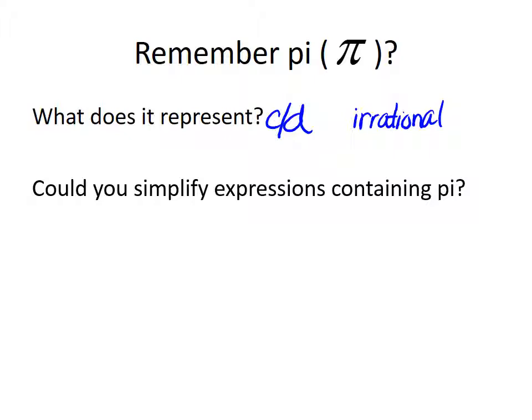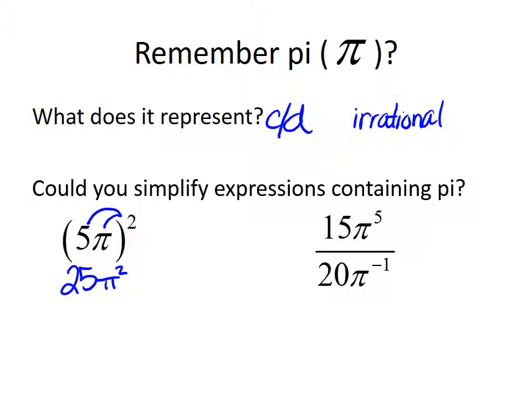It's almost as if we treat it like a variable for the time being. For example, if this was an x, I would treat it the same way. We would distribute our exponent to both values. Or here, we would reduce our fraction, take care of our exponents, and then simplify any other exponential rules that we need to take care of.